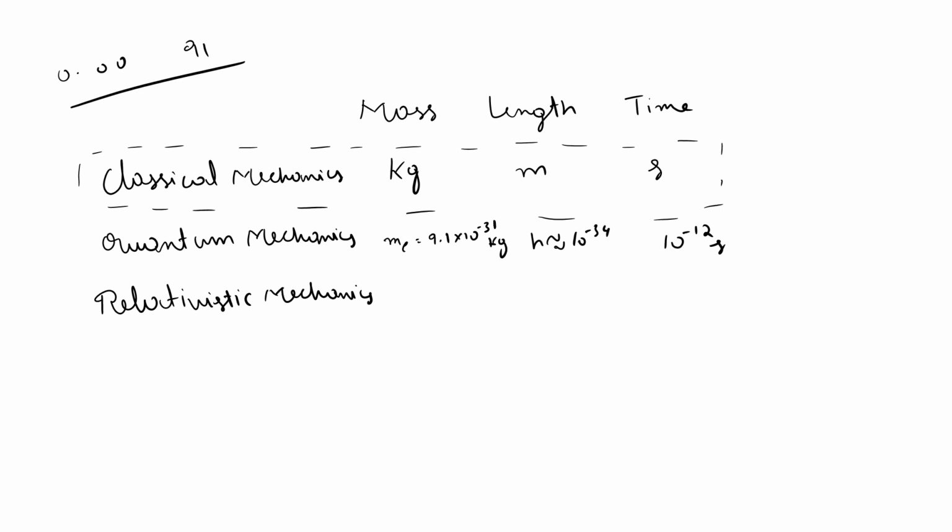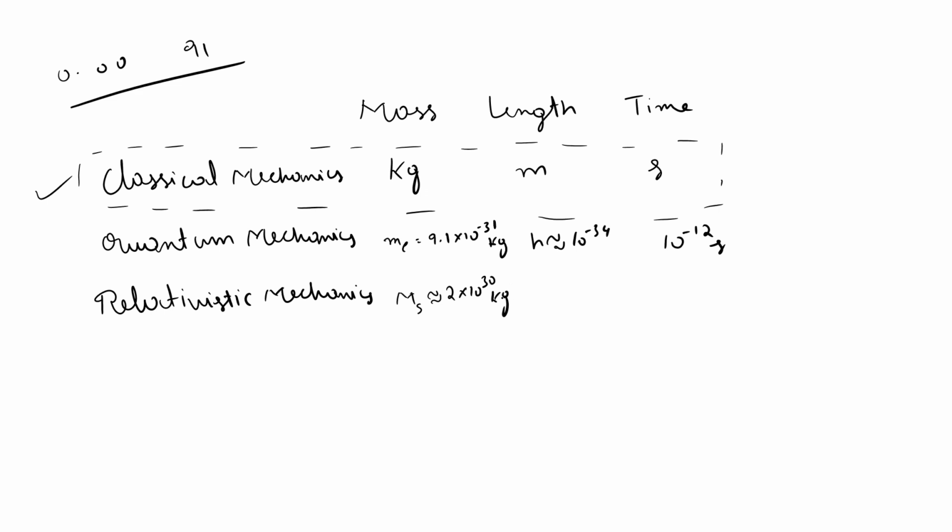Now we understand the tiny world, and now let us go to the big world, which is called the relativistic mechanics world. When I talk about mass, we'll be measuring the mass of the sun, which is approximately 2 into 10 power plus 30 kg. So there's a big difference between 10 power minus and 10 power plus. Being a master's student or an undergrad student, you should know that 10 power minus something is small and 10 power plus something is a huge number.